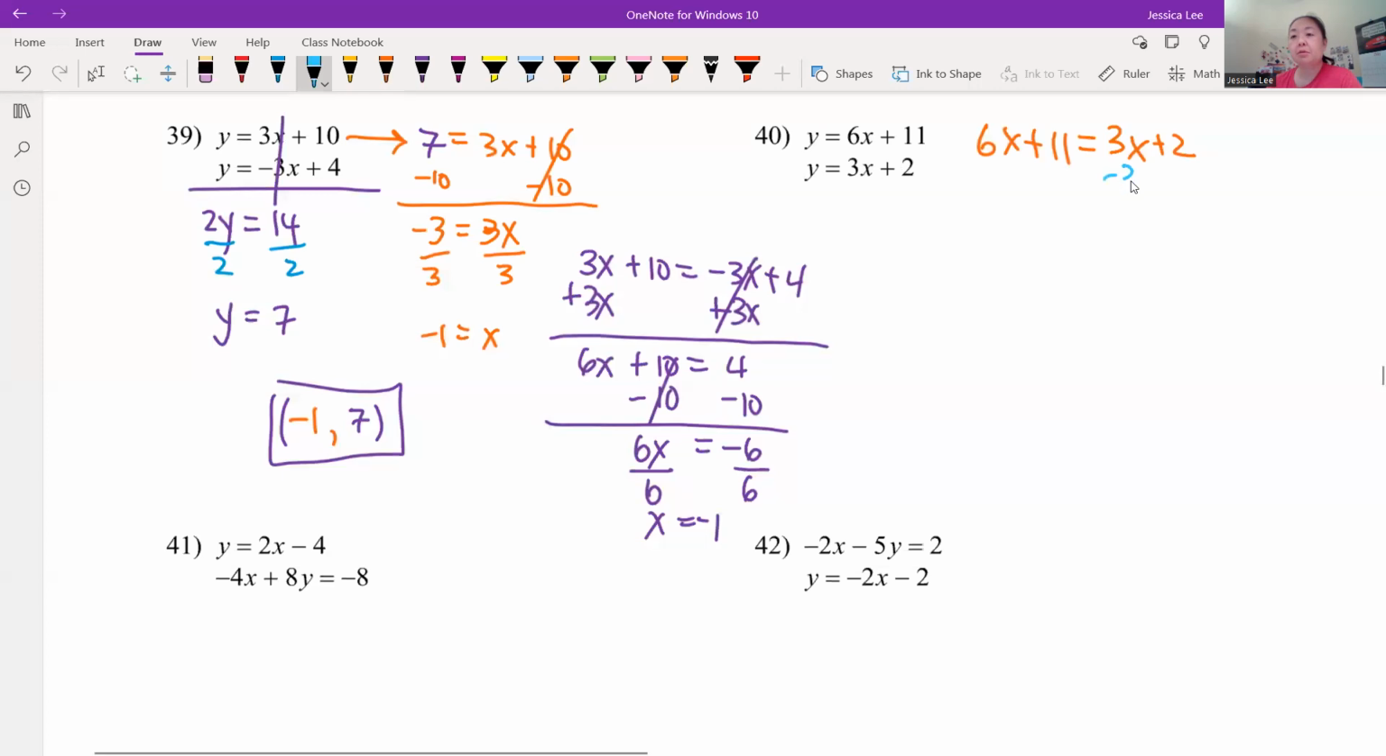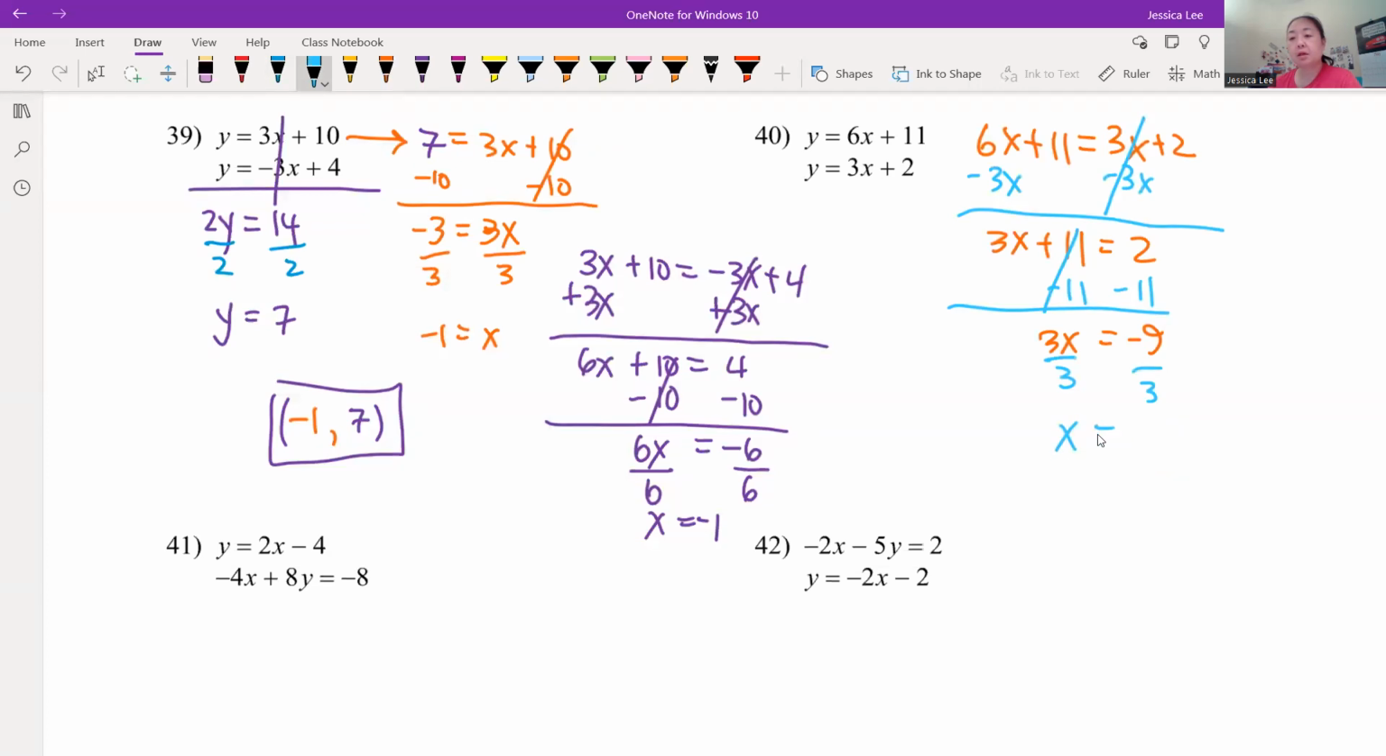All right, we're going to subtract 3x on both sides. And we have 6x minus 3x is 3x plus 11 is equal to 2. And then we're going to subtract 11, and we get 3x is equal to negative 9. And we're going to divide both sides by 3. We got x is equal to negative 3.